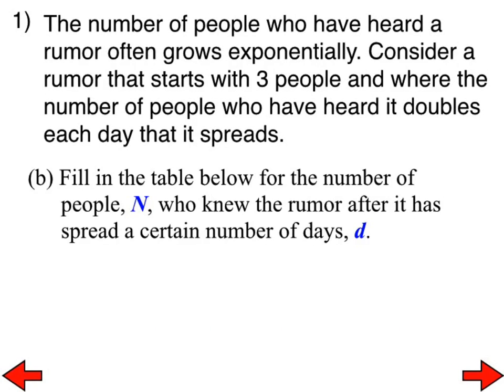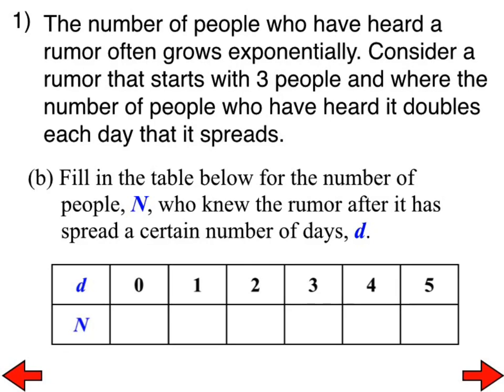All right, part B. Fill in the table below for the number of people N who knew the rumor after it has spread a certain number of days D. So I told you that the rumor started with 3 people and then it doubles each day. So spend about 30 seconds completing your table.